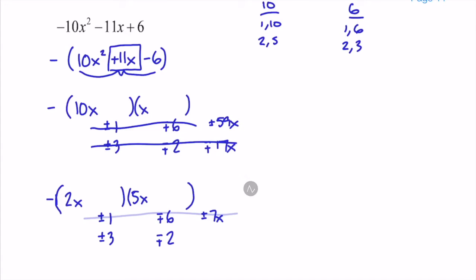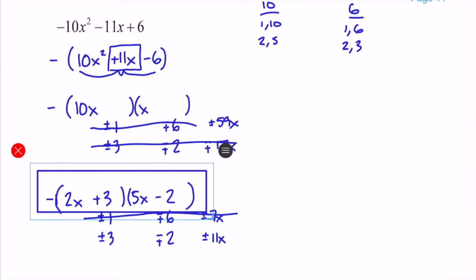And the next one, 2 and 2 give me 4. 5 and 3 multiply to make 15. The difference of 15 and 4, because these are opposite signs, is 11. So this one is going to give me the desired plus or minus 11x. And I need the 5x to be multiplied by the positive 3 to give me a positive 15. And I need the 2x to be multiplied by a negative 2 to give me a negative 4x. So then 15x minus 4x gives me my desired 11x. And this would be my answer.